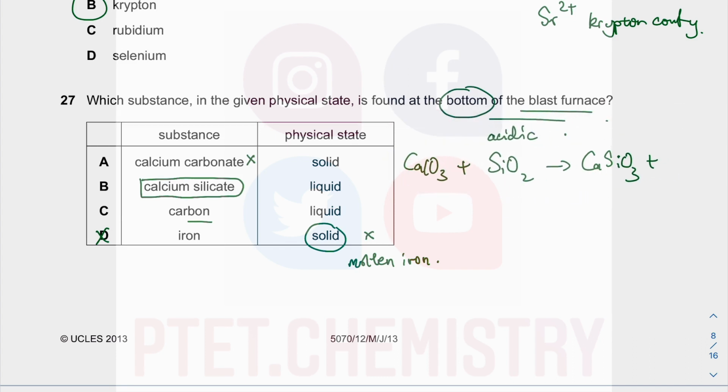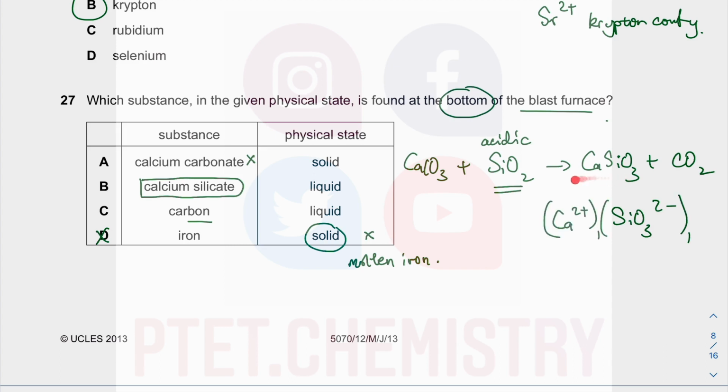That thing is acidic. Anyway, the salt that you get is SiO3 2-. This is the acid, and this is the salt that you get. Your calcium 2+ is from group 2, so you need 1 and 1 of it. That's why the formula is CaSiO3, and that's calcium silicate. It also exists as a liquid because of the high temperature of the blast furnace. So the correct option there would be B.